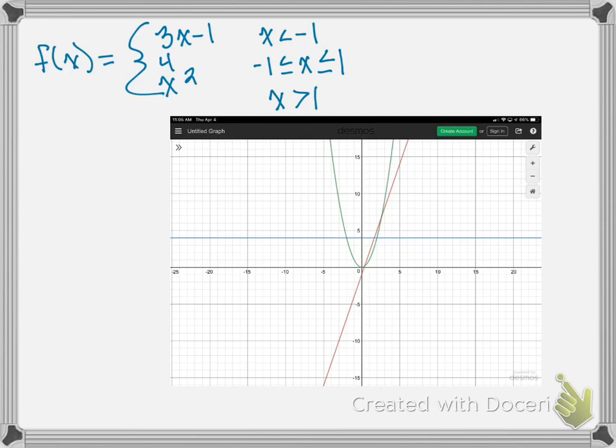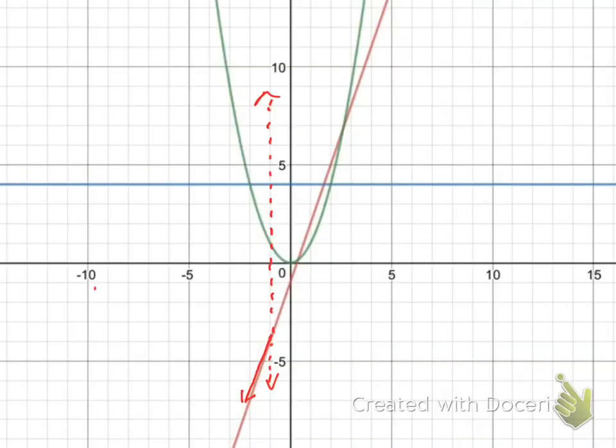Now, my piecewise function says x is less than -1. Is -1 included? No. How do I write on this graph that -1 is not included? What kind of dot do I put there? Open. Very good. So at -1, which is right here, I'm going to have an open dot. So the entire rest of this red line doesn't apply. The only part that applies is down here in this less than -1 area.